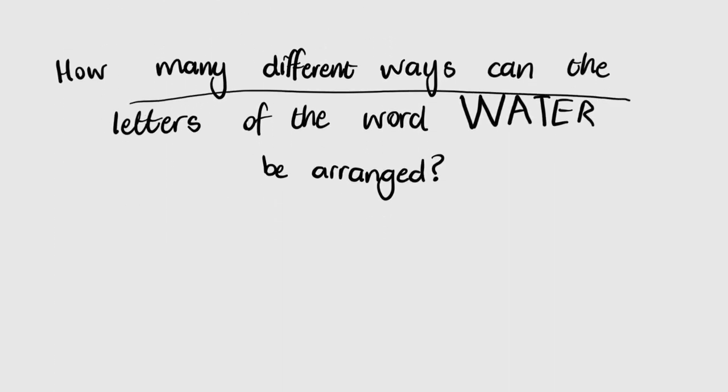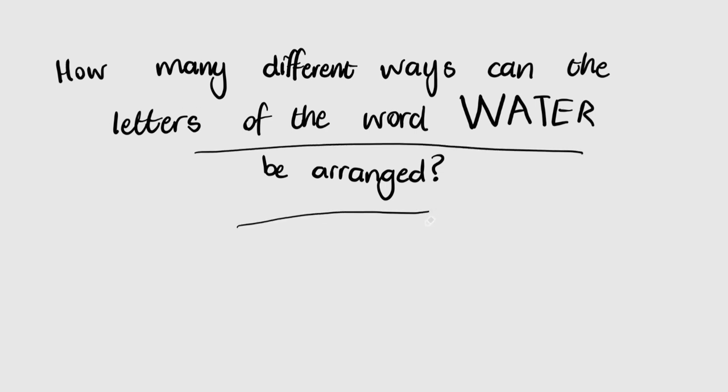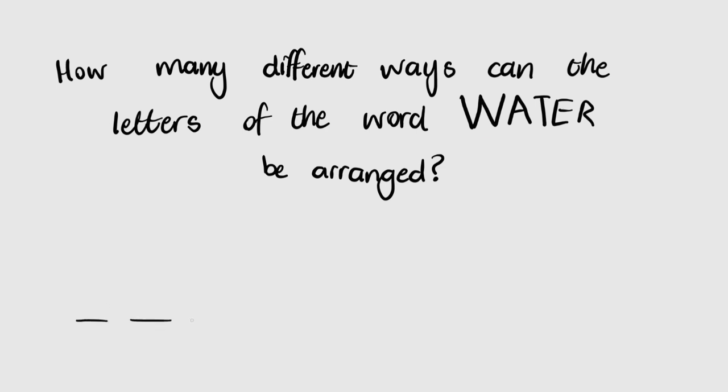How many different ways can the letters of the word water be rearranged? I just thought of a random 5-letter word because I don't want to go all the way up to like 6. Anyway, okay. So you see, we have to choose 1, 2, 3, 4, 5 letters. You have to choose 5 letters. So the number of steps in the operation is going to be 5. Okay, that's the 5 steps.